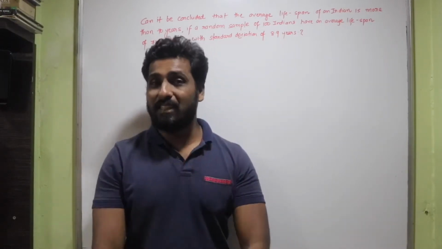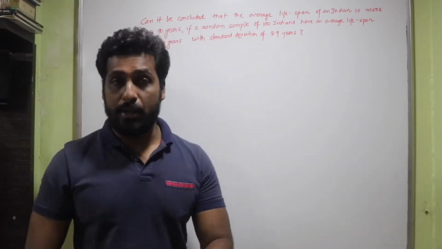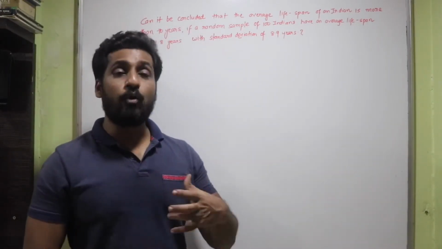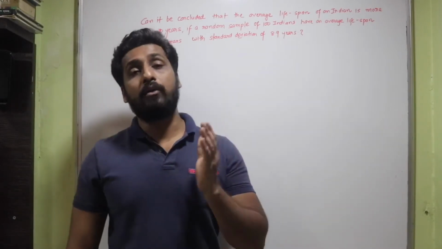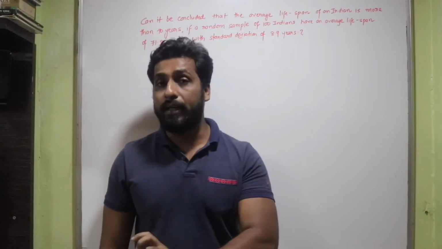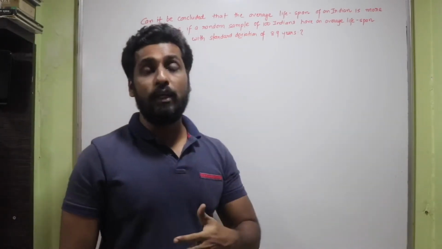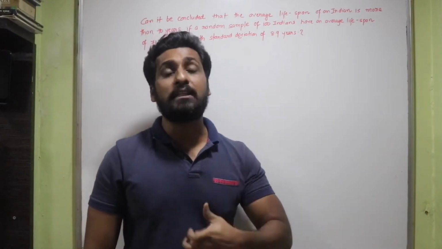So try and understand this very properly. I said the first type of examples are based on central limit theorem. In the second type of examples, we are going to test a hypothesis, and the third type of examples that we will be looking at is nothing but comparing the means of two populations. So this question is of the second type, where I'm going to test a hypothesis.